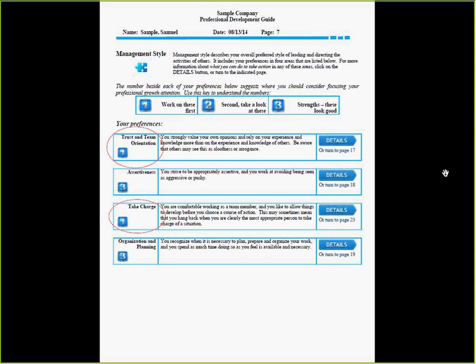We stress throughout this report, by the way, that it is not necessary or even desirable for a person to try to address all areas at one time.